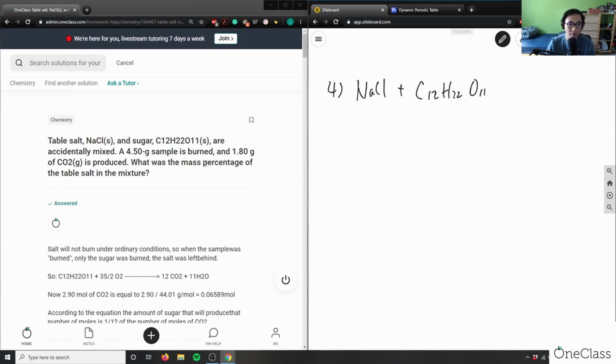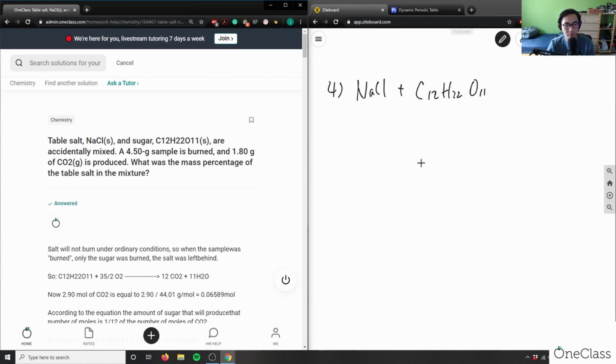So we're given our sample here. 4.50 grams of sample is burned, and 1.0 grams of carbon dioxide is produced, right? And it's also asking us what is the mass percentage. So we have to think about the chemical reaction of combustion. It's burned, right? When we take a look at sodium chloride and sugar, which one of these will burn more easily? In this case, sugar actually burns more easily. Sugar caramelizes at about 180 degrees.